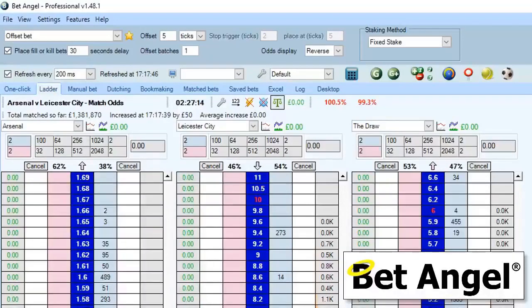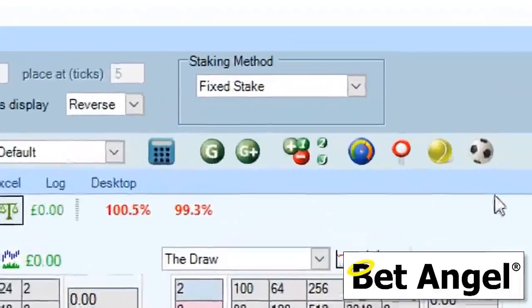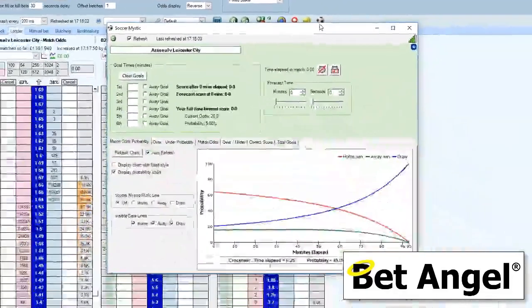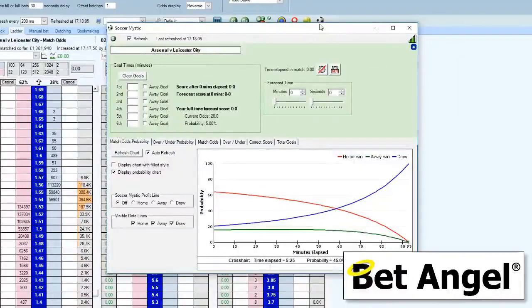But you can use that in a number of different ways to either validate a strategy or to understand what risk you're taking or how the match could pan out, and it's worth doing. So let's have a look at it. The football specific tool is up here and on the right, and if we click on that, it will bring up what you see here.